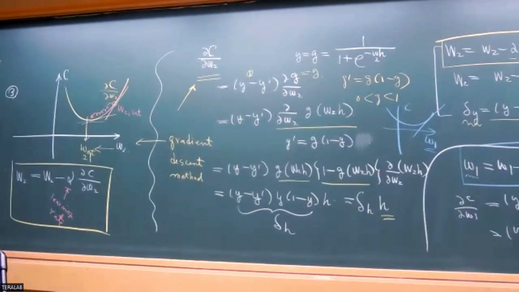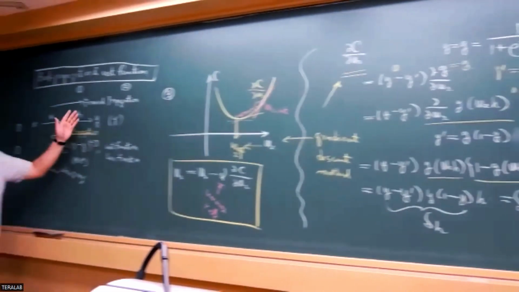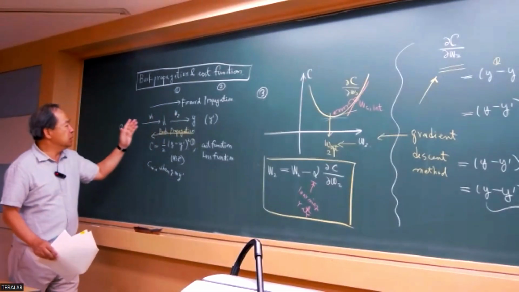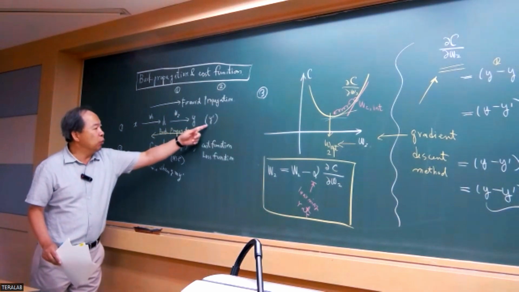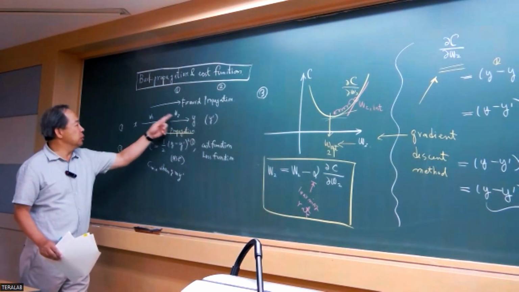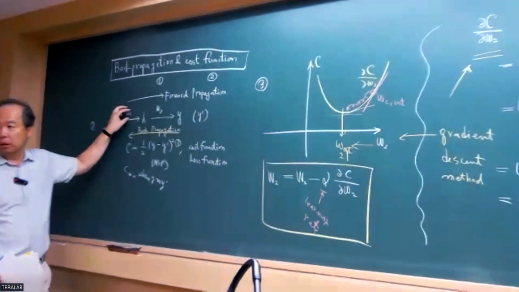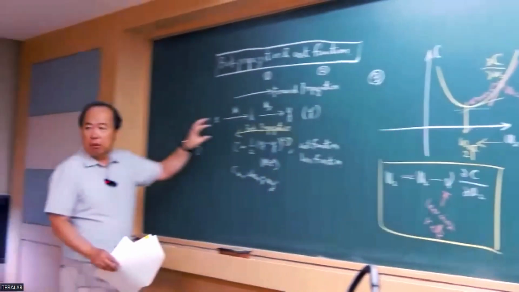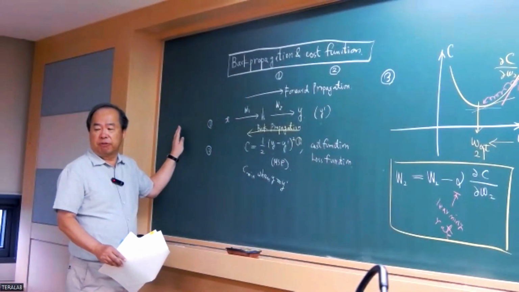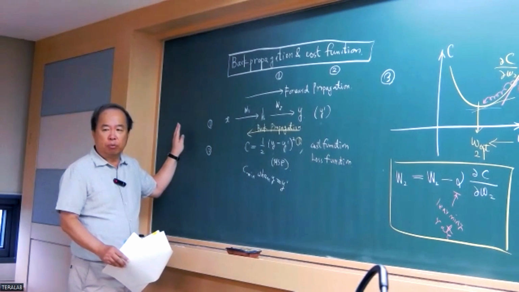Sequentially, we can update W2 and W1. With the given H and Y and the difference, we can update W2. With this Y and Y dash and H and W2, we can update W1. And similarly, we can go back to the first layer weight vector.